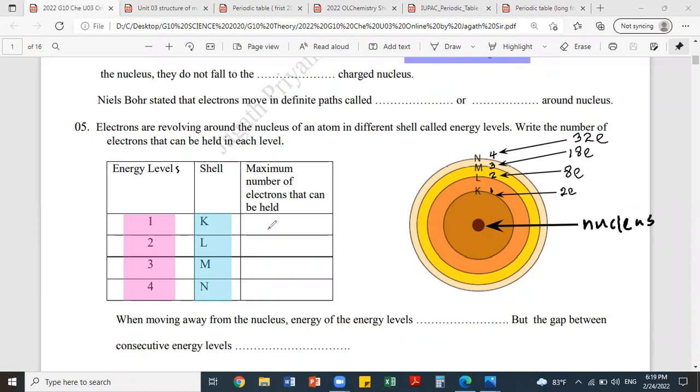So you can complete the table also: maximum number of electrons that can be held. The first energy level can keep maximum 2, then 8, then 18. You don't need to write the symbol, just write 8, because I have given the electrons here. Highlight the maximum number of electrons, because this is important when you are writing the electronic configuration, that can be held in the first energy level of the shell K. Those energy levels are also designated as K, L, M, N.